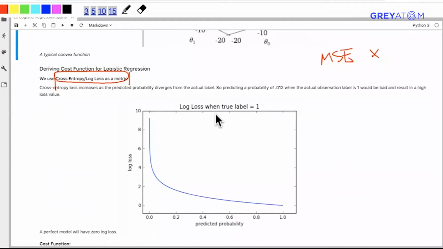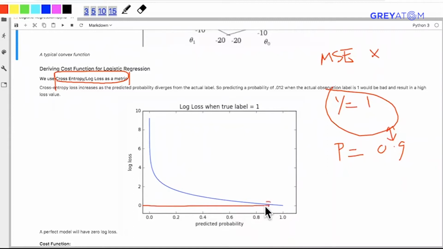So just look at this graph. Suppose our true label is y equal to 1, and our predicted probability came out to be like 0.9. See how 0.9 is really close to 1, and 0.9 is somewhere here. So this is the log loss or cross entropy. Look at this, this log loss is very low, closer to 0. So our cost is 0 here.